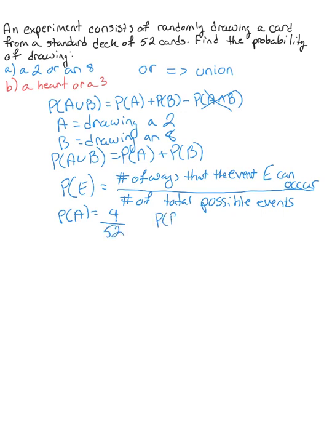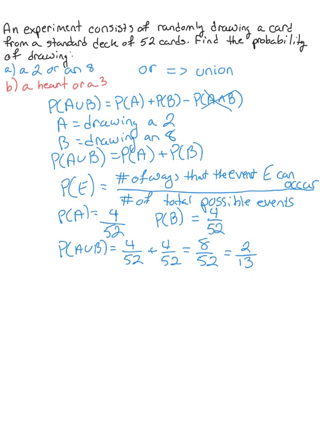Similarly, for B, the number of ways of drawing an 8 is 4, because there are 4 eights as well, over 52. So the probability of A union B is just the sum of these two: 4 over 52 plus 4 over 52 is 8 over 52. We can divide top and bottom by 4 to get 2 over 13. That will be our answer in terms of a fraction. So there's that one.